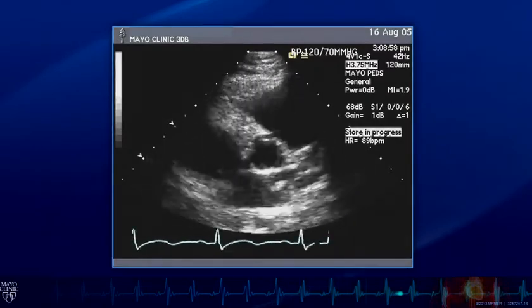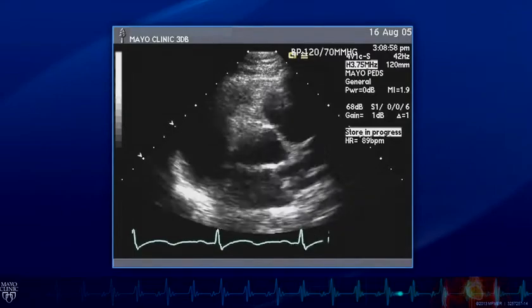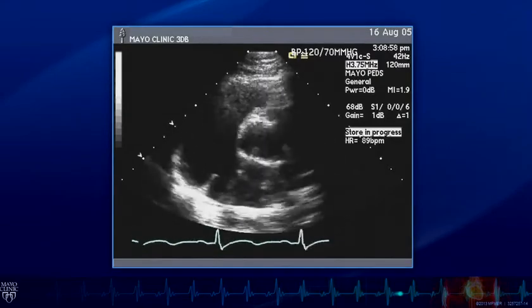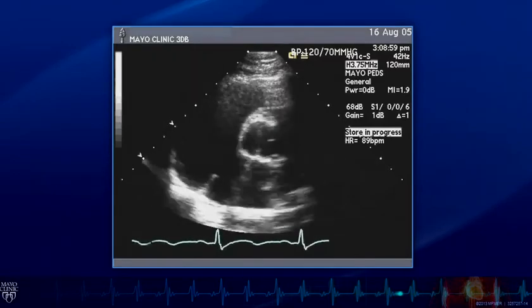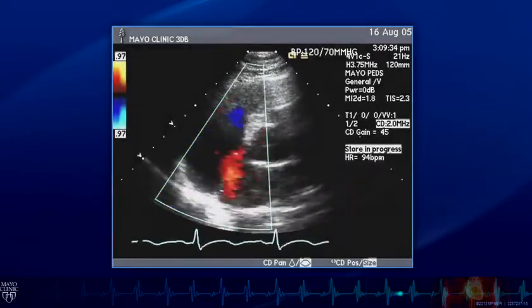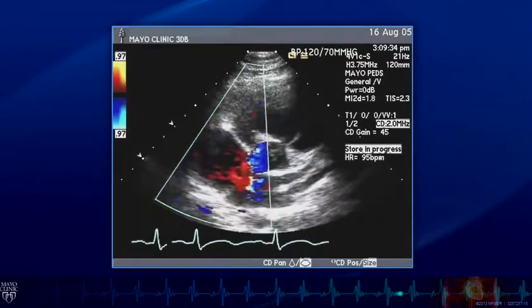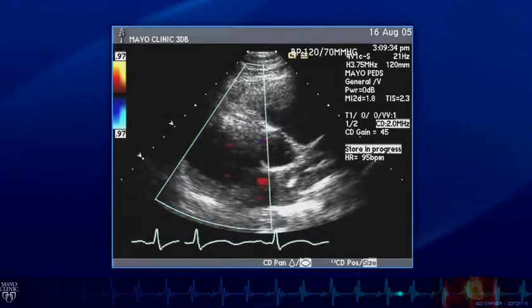This is a young woman with a large secundum atrial septal defect. This is parasternal short axis imaging, and we recognize that there is tissue defect between the left atrium and the right atrium, as seen here. We also notice that the right atrium and right ventricle appear to be enlarged. Color Doppler imaging shows that there is a left to right shunt through the area of 2D defect demonstrated previously.